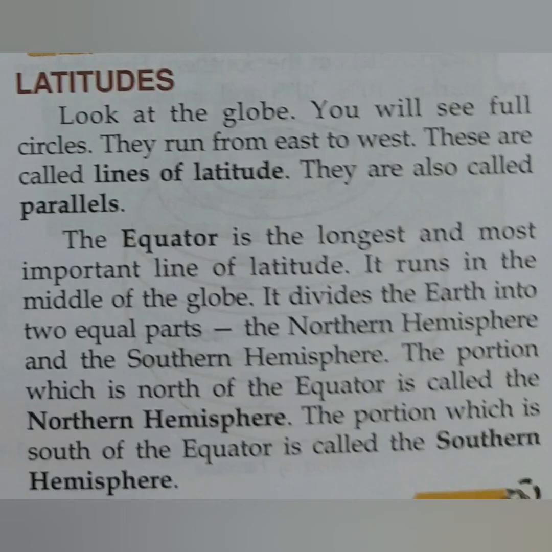Let's read the next paragraph. The equator is the longest and most important line of the latitude. It runs in the middle of the globe. It divides the earth into two equal parts, the northern hemisphere and the southern hemisphere. The portion which is north of the equator is called the northern hemisphere, and the portion which is south of the equator is called the southern hemisphere.